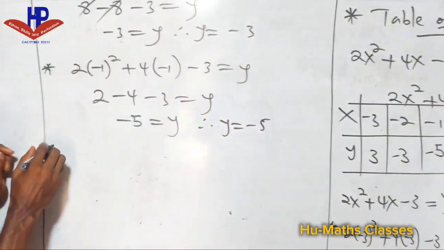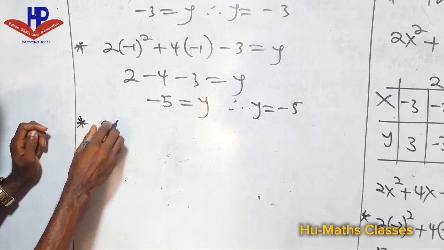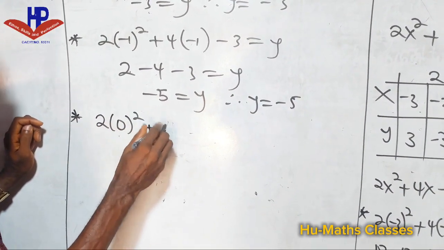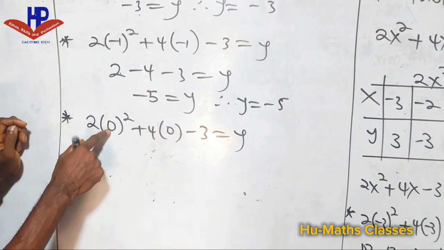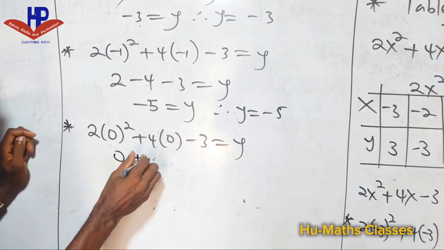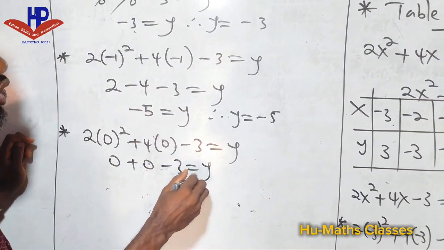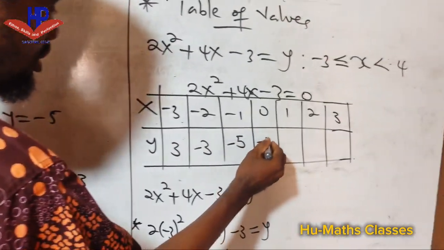When x is 0, what is y? I'll be having 2 into 0 square plus 4 times 0 minus 3 is equal to y. 0 square is 0, times 2 is 0, plus 4 times 0 is 0, minus 3 is equal to y. Therefore, y is equal to minus 3. So here is minus 3.